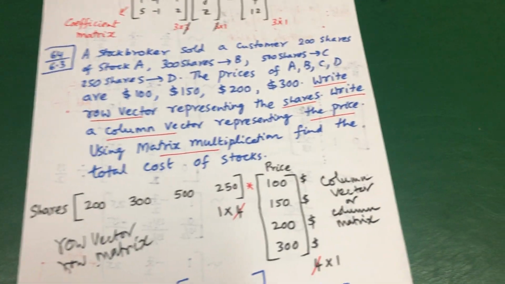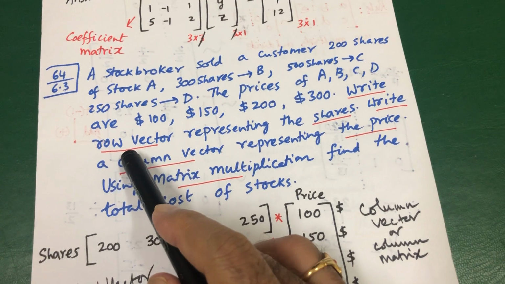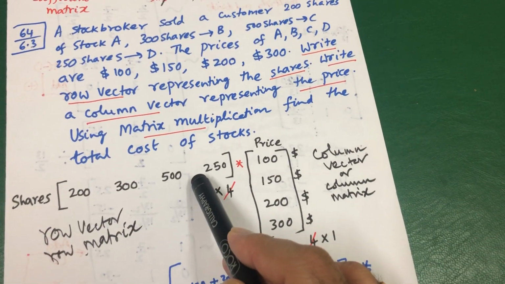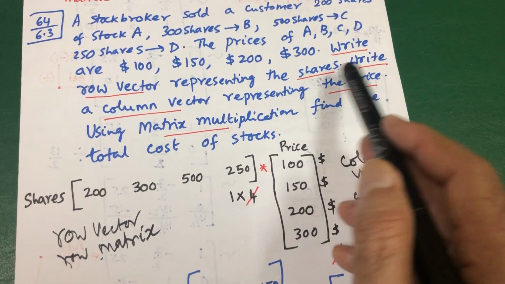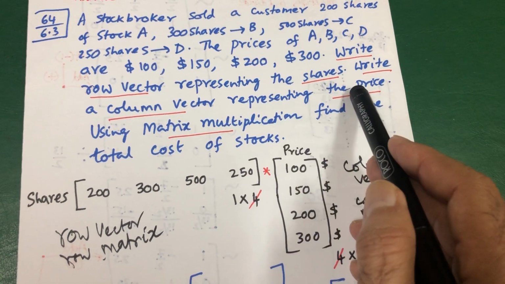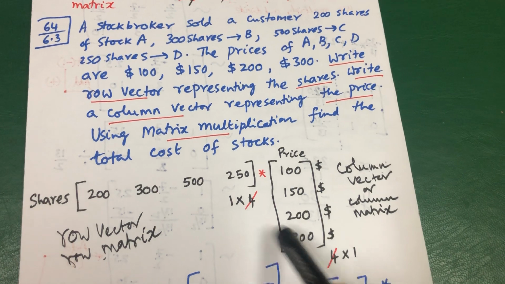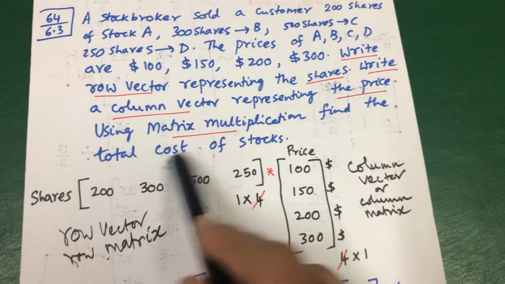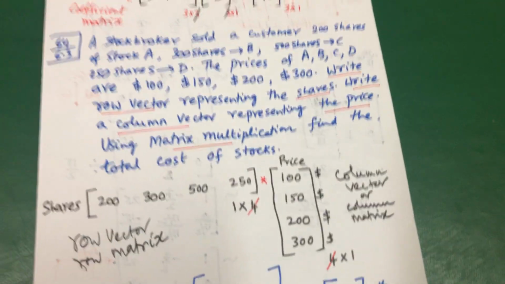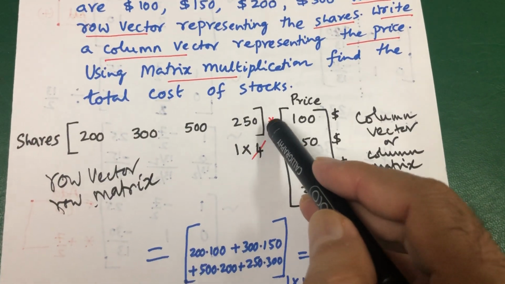What is the question? Write the row vector representing the shares. Here I wrote it already. Write the column vector representing the price. This is the price. Using matrix multiplication, that is multiply these two matrices, find the total cost. So here is the multiplication.